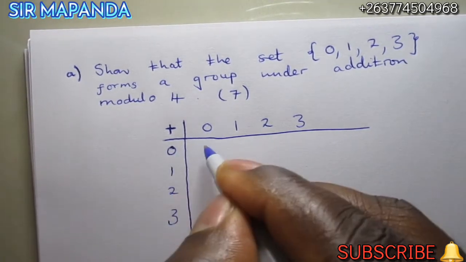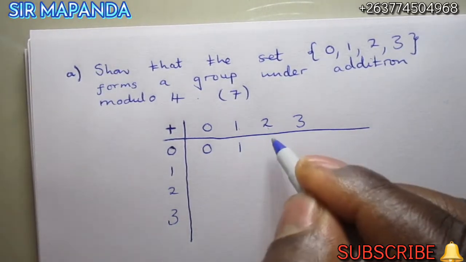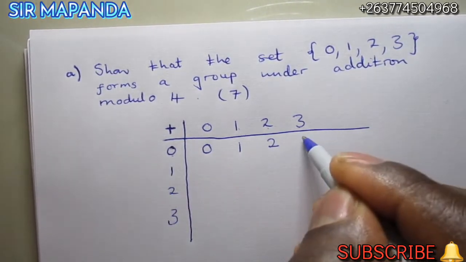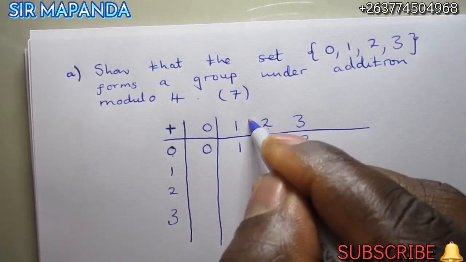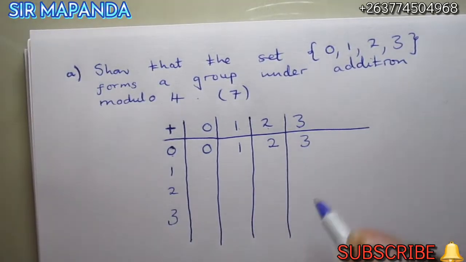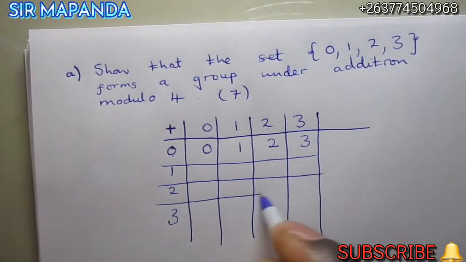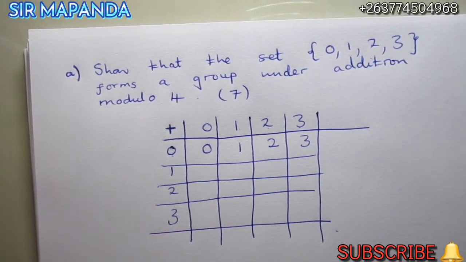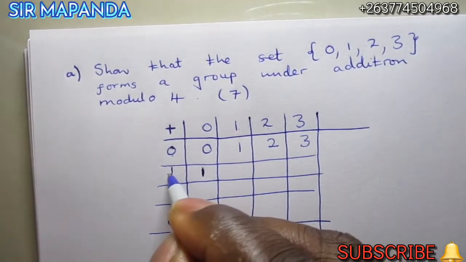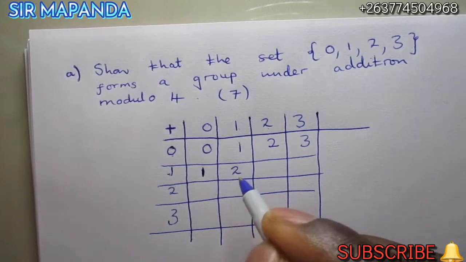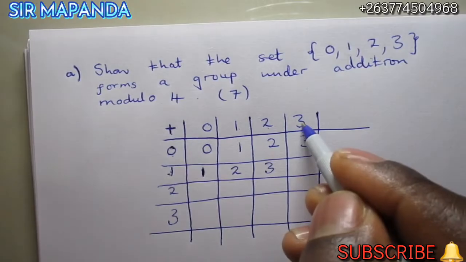0 plus 0, you get 0. 0 plus 1, 1. 0 plus 2, you get 2. 0 plus 3, you get 3. Right? Let me do this so that I align the numbers. Right, I hope you are following. Right, 1 plus 0, you get 1. 1 plus 1, you get 2. 1 plus 2, you get 3. 1 plus 3, you get 4.